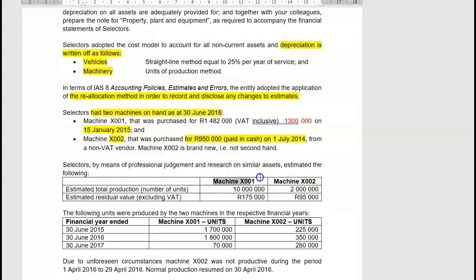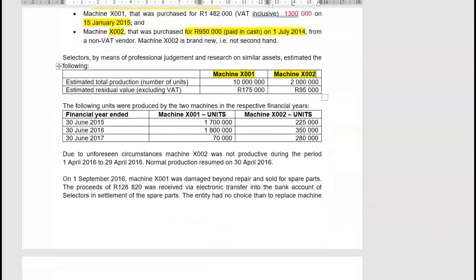Now here's machine X001, machine X002, estimated total production, number of units, and what do we use for machinery? The units of production method. So this is total capacity per machine. And then the estimated residual value exclusive of VAT per machine. The following units were produced by the 2 machines in the respective financial years.